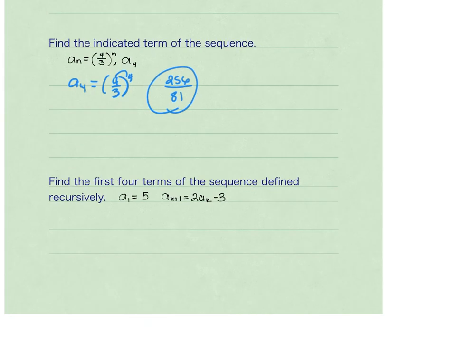Then find the first 4 terms of the sequence defined recursively. Remember, recursively relies upon the one that comes before it. So A2 would be, I'm going to plug it in here, 2 times A1, which was 5, minus 3. Whatever I get from that, I would plug into the A3. And then when you list your answers, the biggest mistake here is not remembering the first one that was given to you. Make sure that's part of your set. We good on that? Yes?